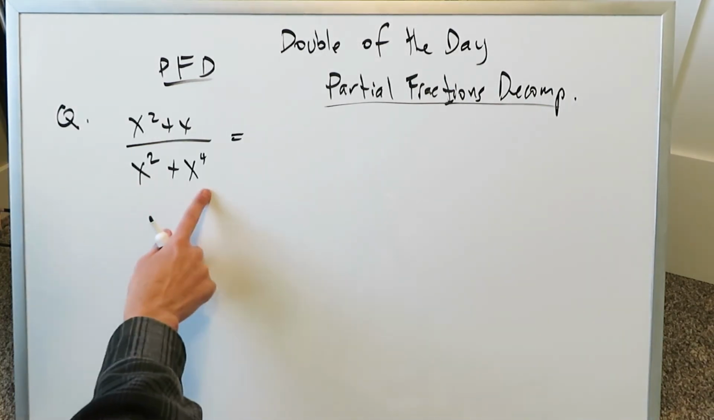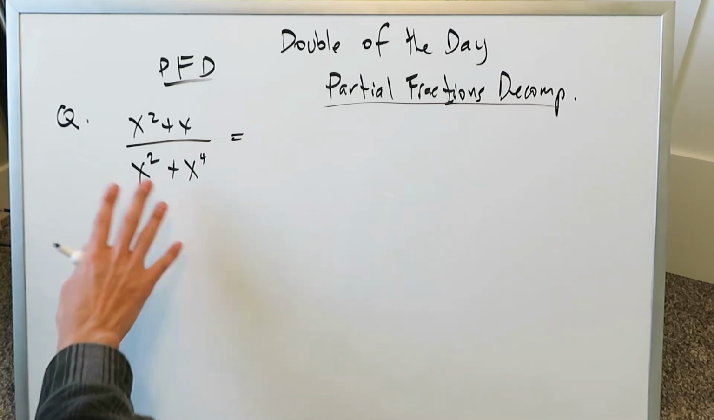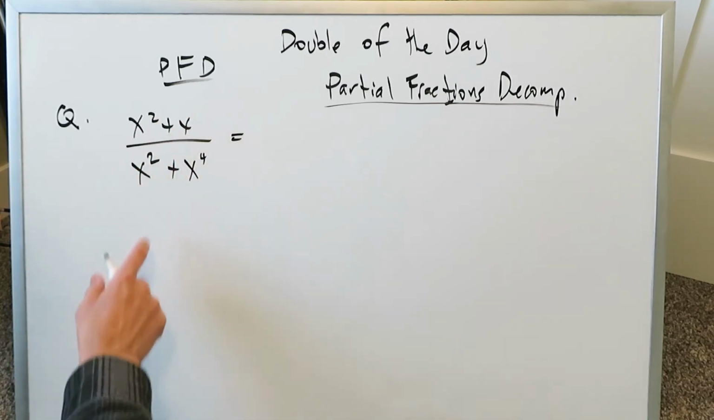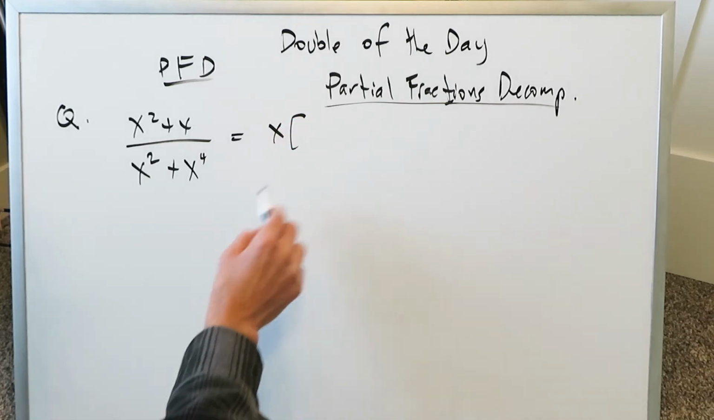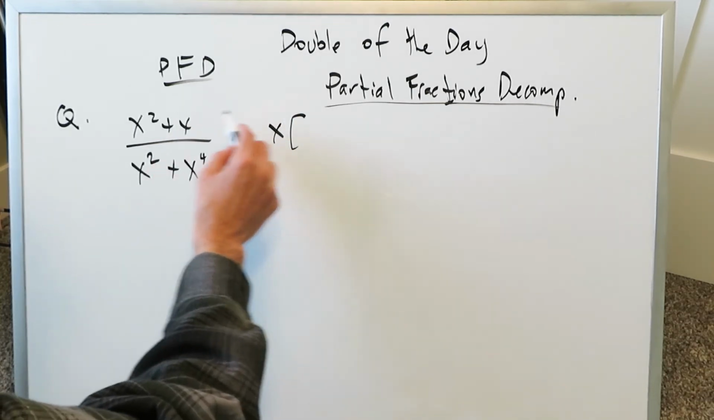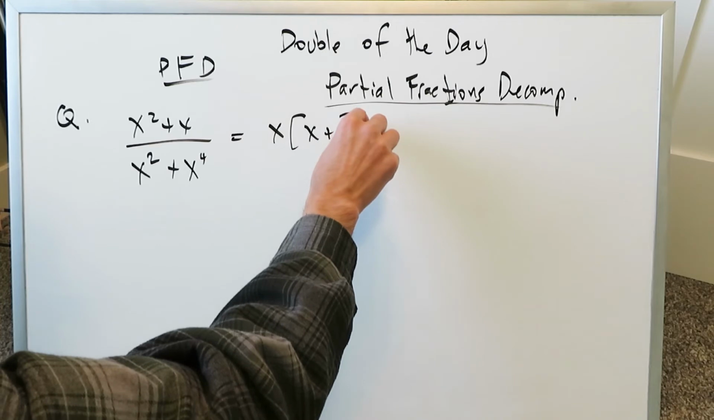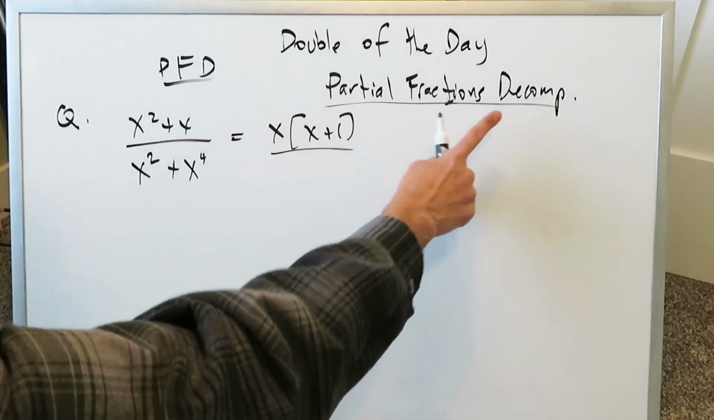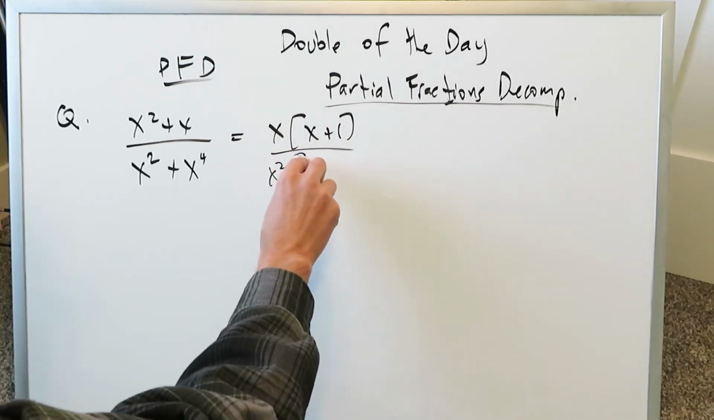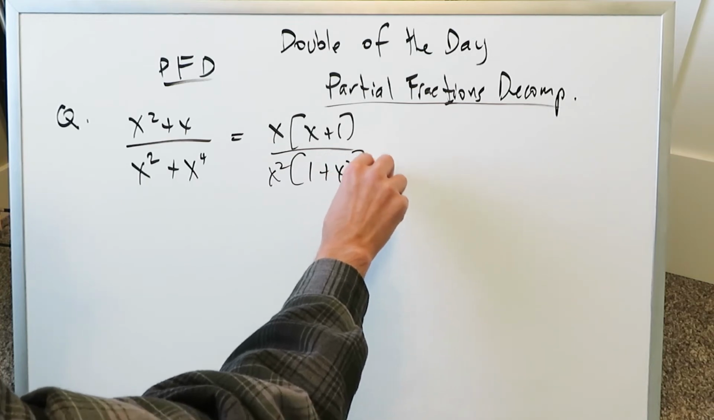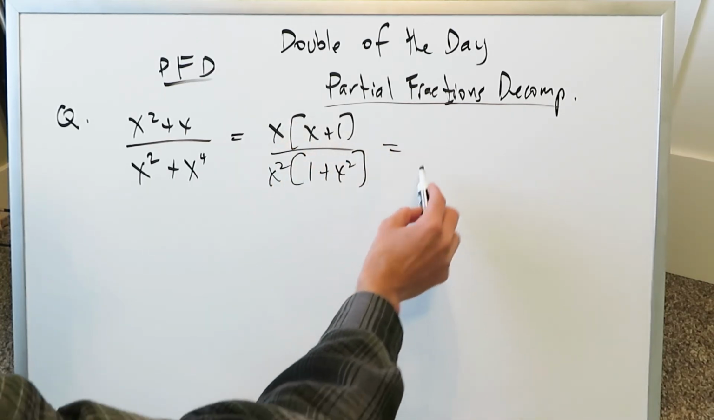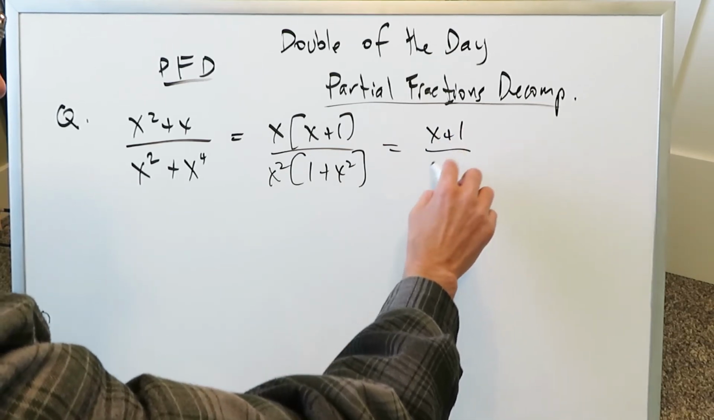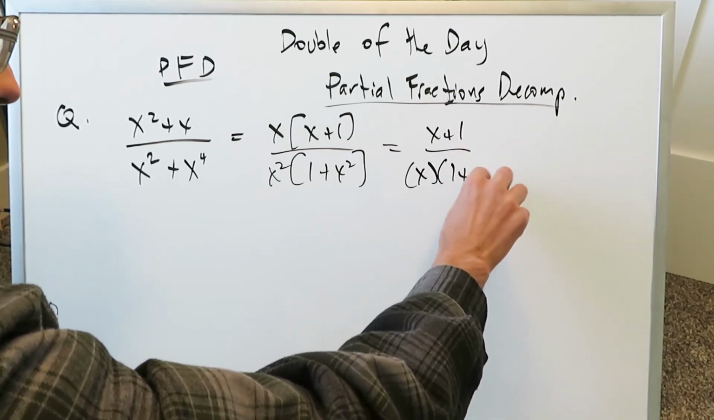Our second and last question for this video will be something similar. Let's look here. We have x squared plus x divided by x squared plus x to the 4th. What do you want to do? You want to first simplify everything, the entire rational function. You can bring an x, you'll have an x plus 1. Always simplify before you do this PFD technique. Here you'll have an x squared, you'll have a 1 plus x squared. You can still simplify this. This x will cancel out with that square. You'll have an x plus 1 over x times 1 plus x squared.